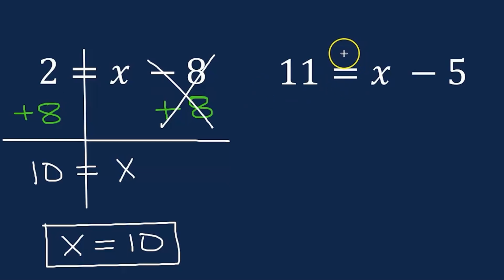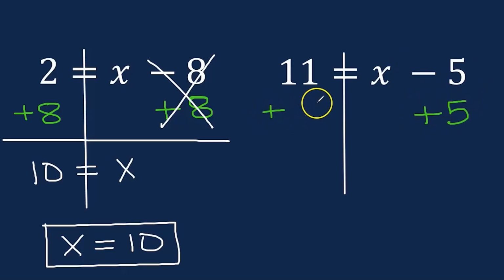All right, so first of all, we anchor the equal sign. It seems a little silly to do it with one-step equations, but I really encourage you to do it each time. The x is over here, so I know I need to get rid of the -5. I get rid of it by adding 5 to both sides. That's my inverse.